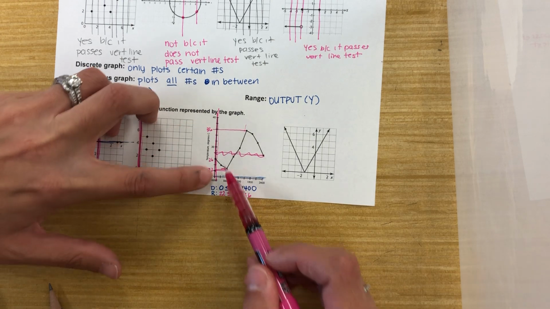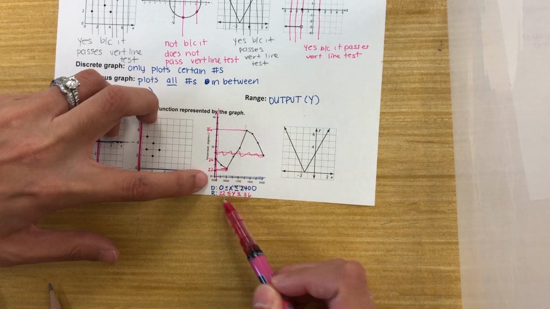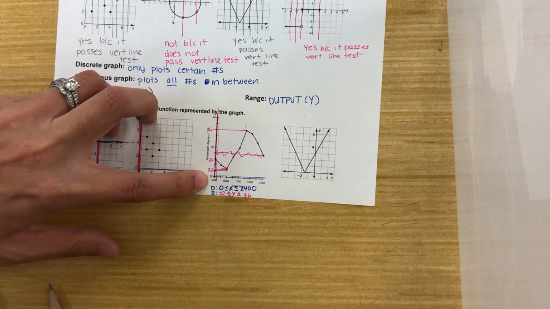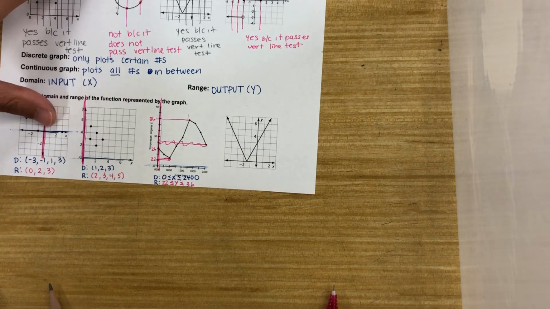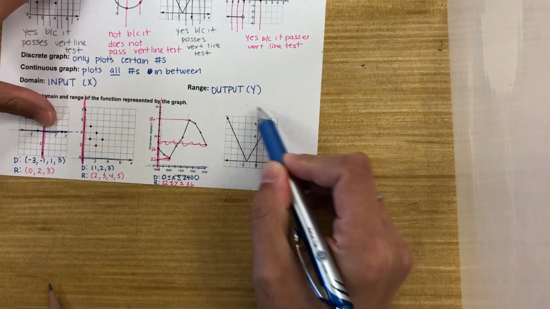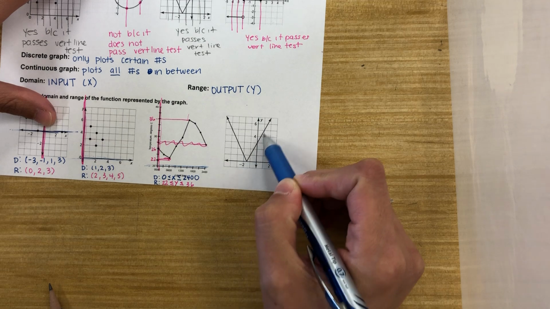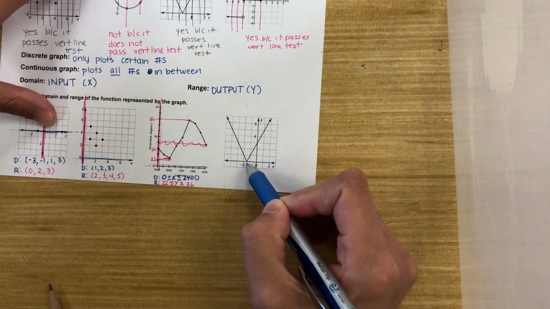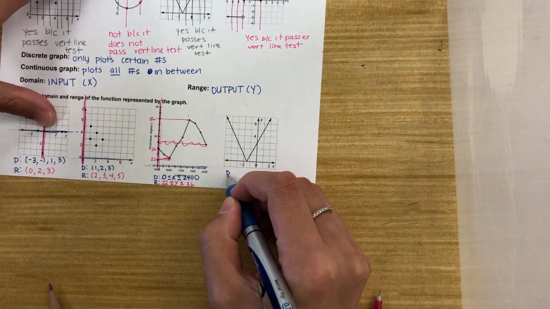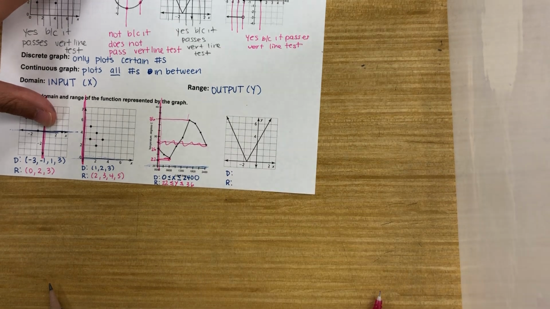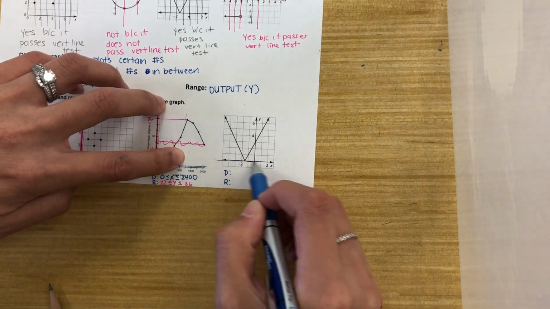So basically for the range, find the lowest point, find the highest point, and that's your range from this number to this number. Okay, last one. So this is also a continuous graph because all of these are continuing on. Like it has all the dots in between as well. So here's my domain, here's my range. Your domain is the x's.